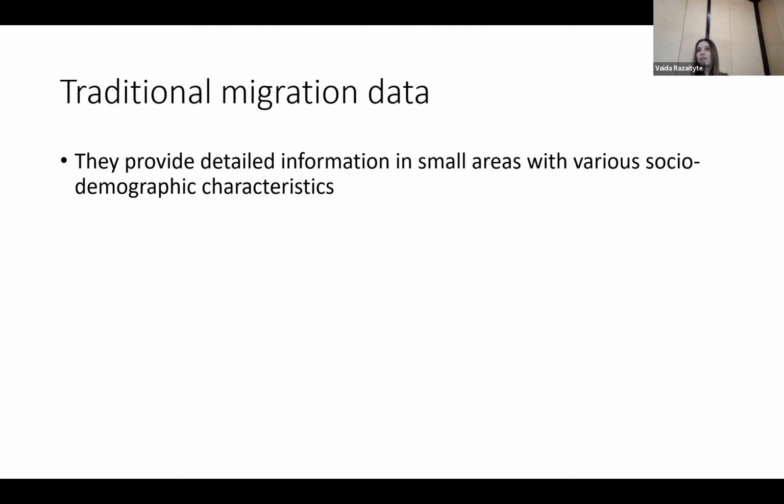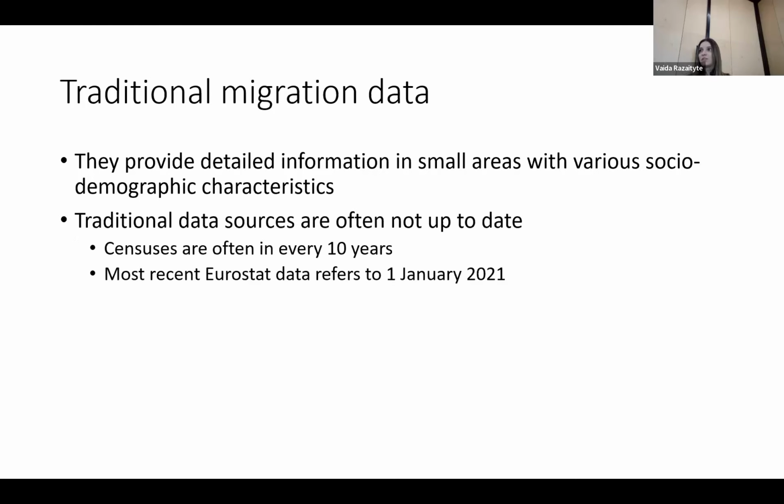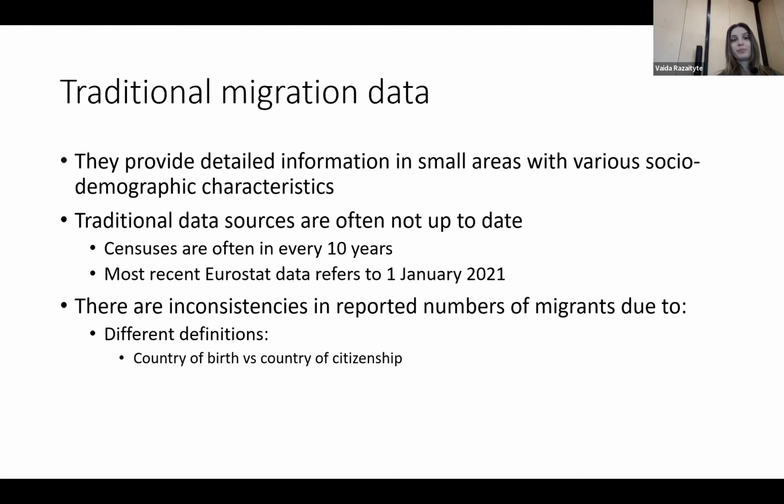With traditional data, meaning censuses and registers mainly, we can get to really small areas and learn a lot about the socio-demographic characteristics of the resident population, including migrants. However, they are, as we know, not up to date. We had recently the 2020 census round all over the world, but they are often every 10 years. And the most recent Eurostat data I'm going to show you later refers to the 1st of January 2021. So there is quite a big lag.